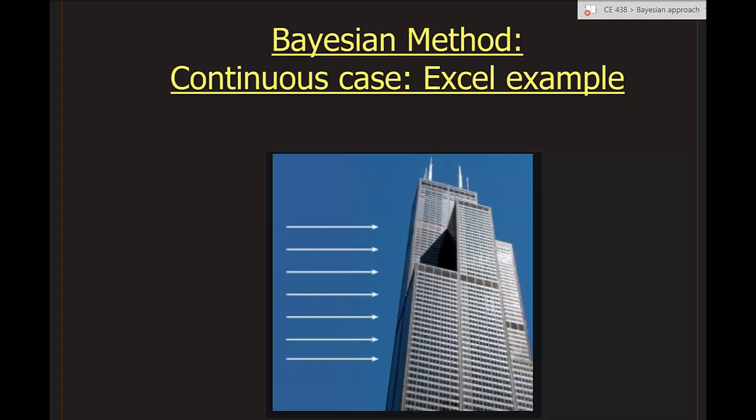So let us discuss an example of Bayesian method when my parameter is a continuous random variable, and we will use Excel sheet to plot the prior distribution, maximum likelihood function and posterior distribution in this case. So let us consider design of tall buildings.